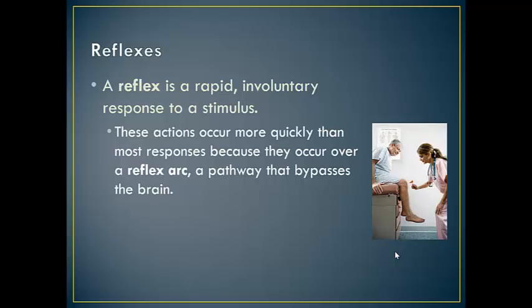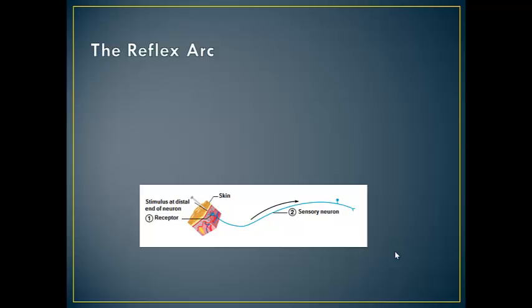So pretty much what it does is it gets sent from wherever you had the reflex happen. It will send it up to the spinal cord and then back down to wherever the actual thing occurred. So it completely bypasses the brain. Your brain doesn't have to think about your reflexes. It just happens automatically. So what does that look like? Well, we call it the reflex arc.